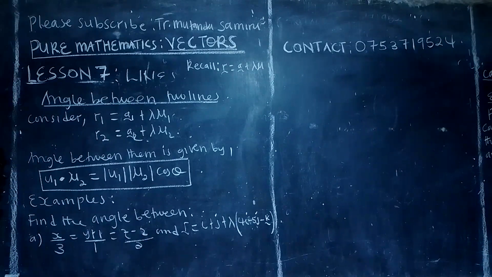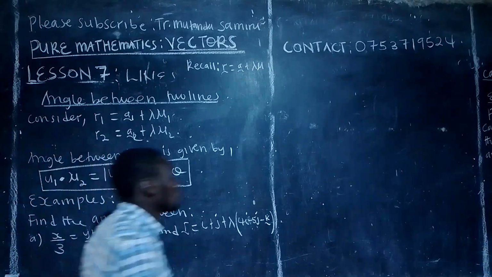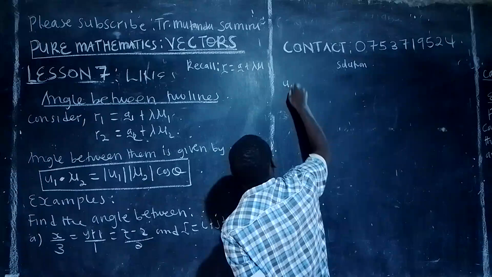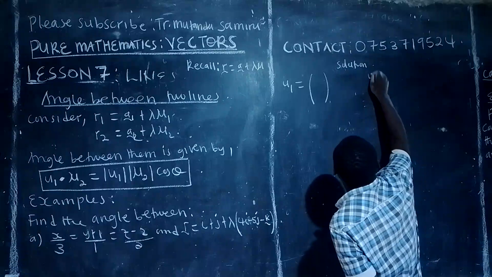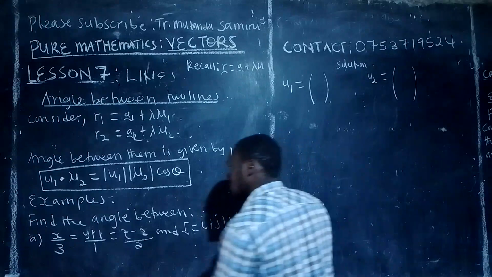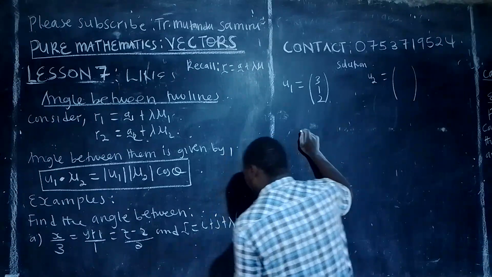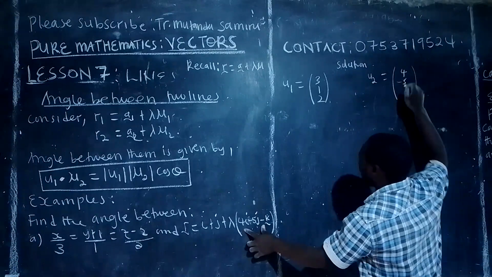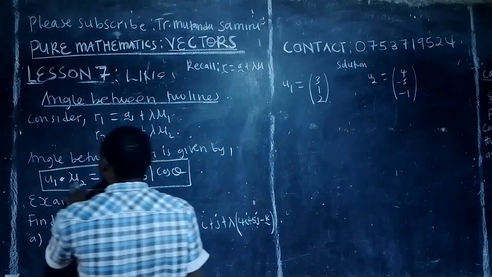Now for examples, they're saying find the angle between these lines. All we need is the mu, and the mu are the denominators. So solution. mu1 is equal to the denominators, which are the ones we want: 3, 1, 2. Then mu2 is equal to the denominators like that. Here, the denominator is the coefficient, so this will be 4, negative 5, and negative 1. Finished.